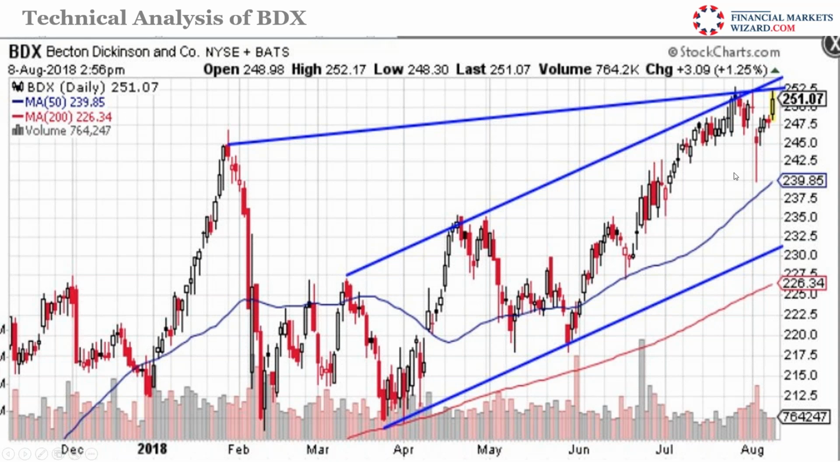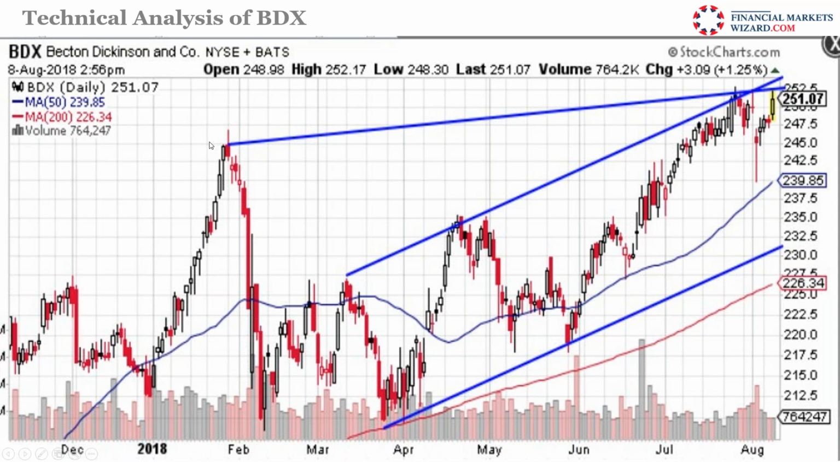This is the BDX chart I prepared today. It came on my radar. So BDX is moving up, but it's facing this resistance line, as you see. I drew this resistance line from here to here. So it needs to cross this resistance. So if it crosses, then I go long.